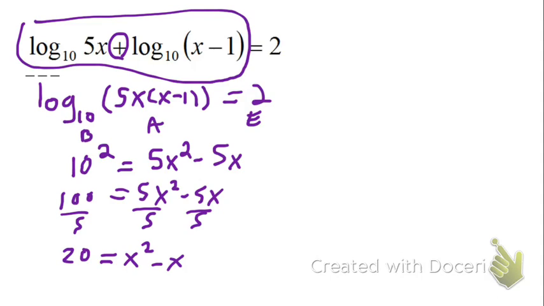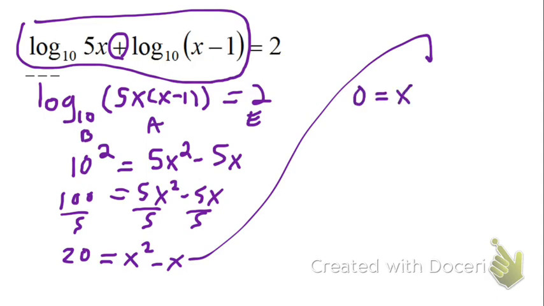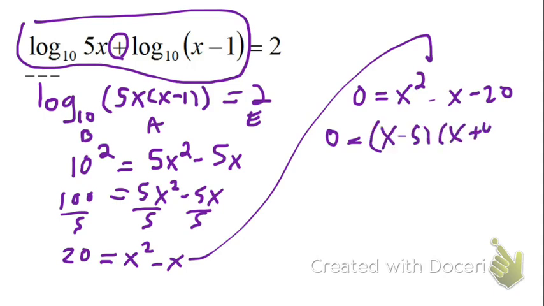Now it's a quadratic as it was in the previous step. So what I could have done was just bring everything over to one side. So I get 0 equals x squared minus x minus 20. And then I could factor that as x minus 5 times x plus 4. And I get x equals 5 and x equals negative 4.